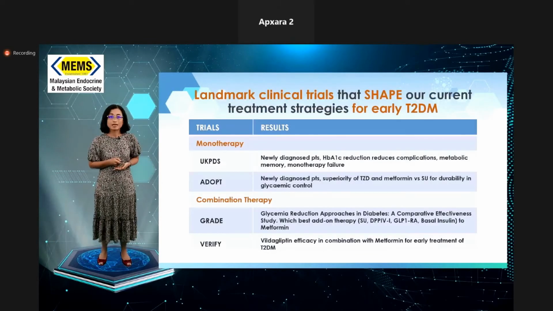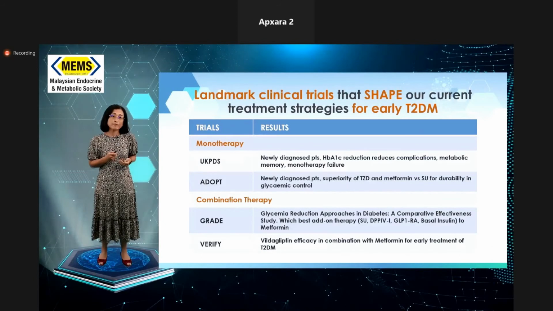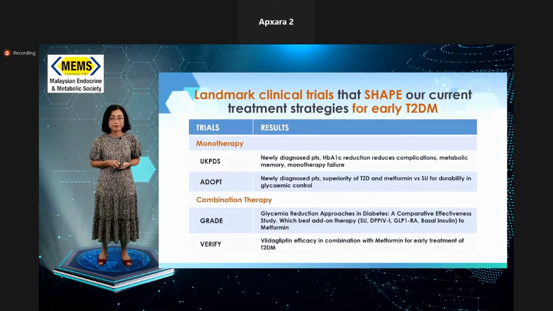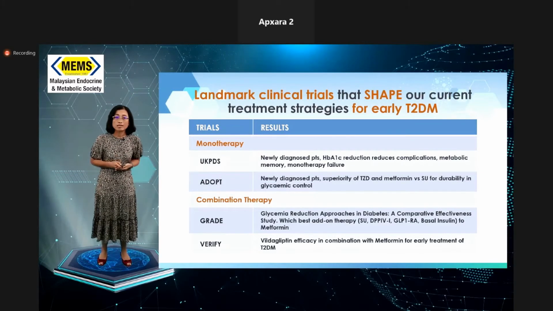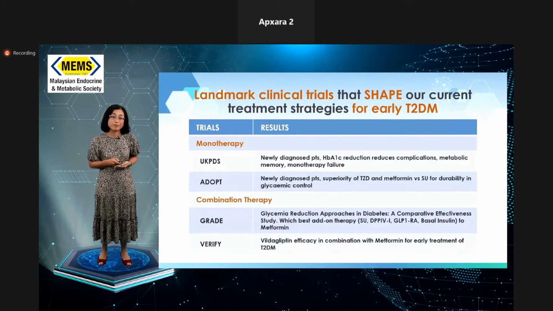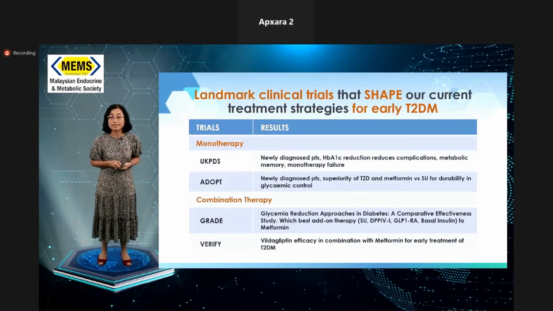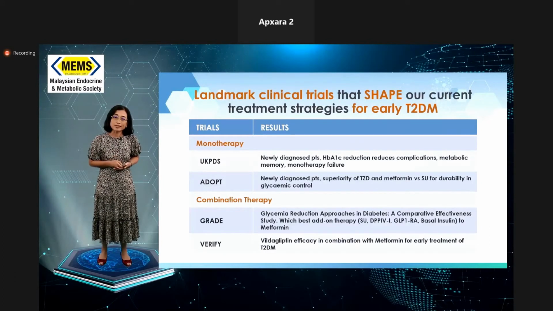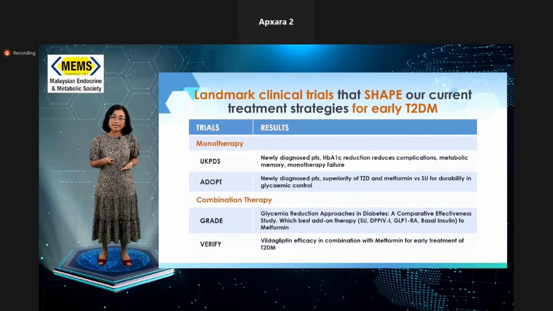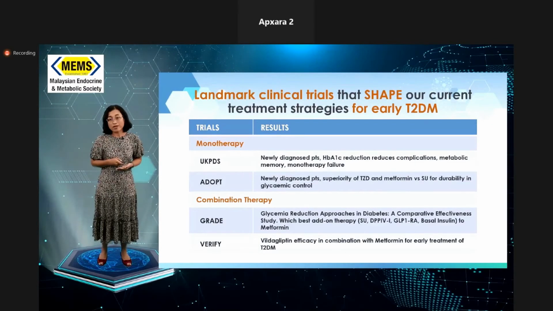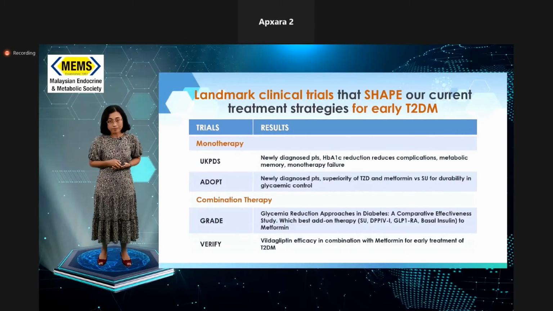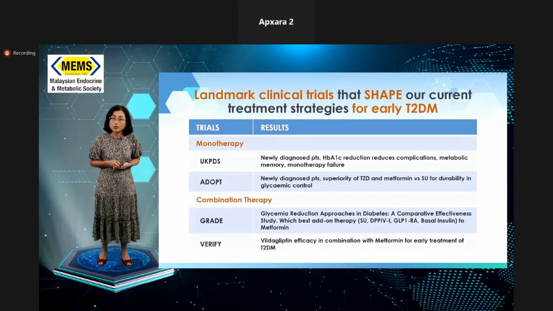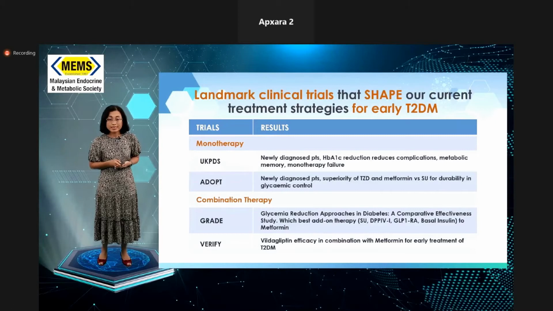There are several landmark clinical trials that shape our current treatment understanding and strategies for early type 2 diabetes management. It is important to recall the monotherapy trials, particularly the UKPDS or the United Kingdom Prospective Diabetes Study, very importantly initiated in the 1970s, where newly diagnosed patients with type 2 diabetes failing diet control were put onto monotherapies and followed up for a long term. Subsequent to that was also the ADOPT trial, another trial of head-to-head monotherapies, looking at durability of glycemic control.